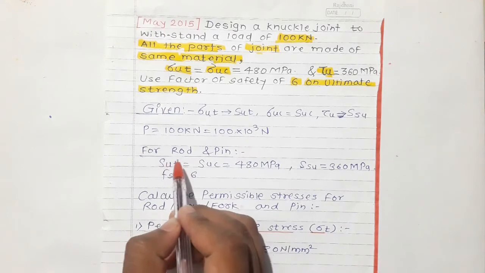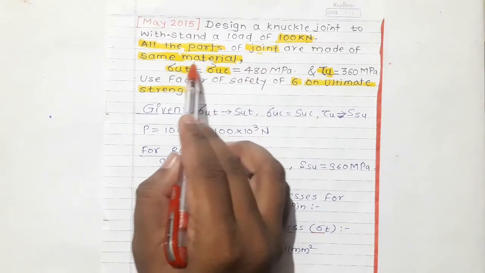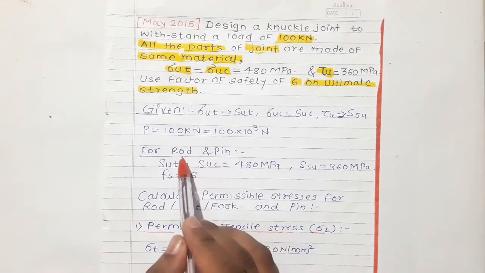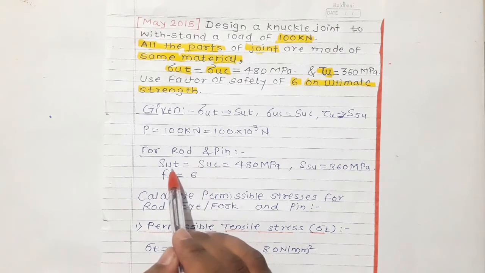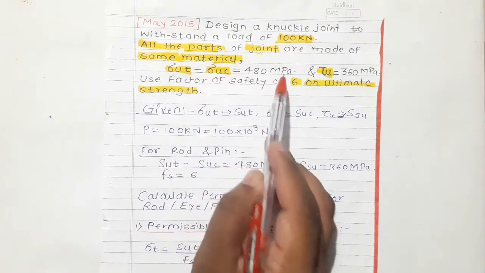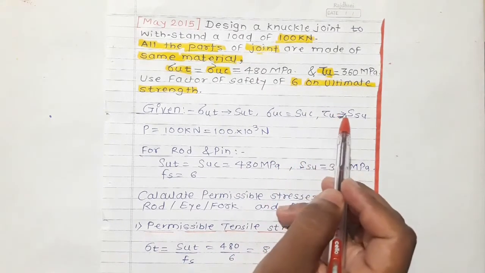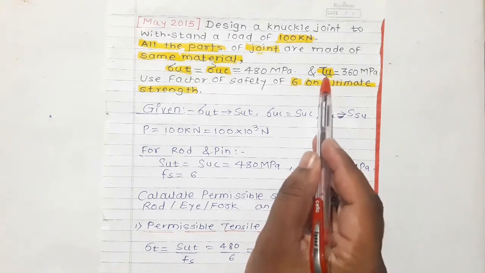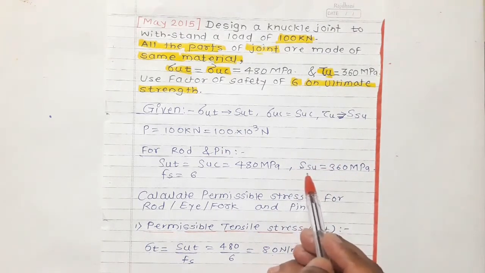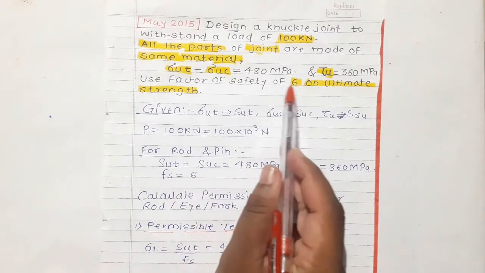Now next, for rod and pin, as all the parts are made up of same material, that means the rod and pin are made up of same material. So for rod and pin, SUT is equal to SUC is 480 megapascal, so that we have to write. Then instead of tau u we use the SSU notation, so SSU is equal to 360 megapascal. This SSU means ultimate strength in shear, and Fs is given factor of safety 6.